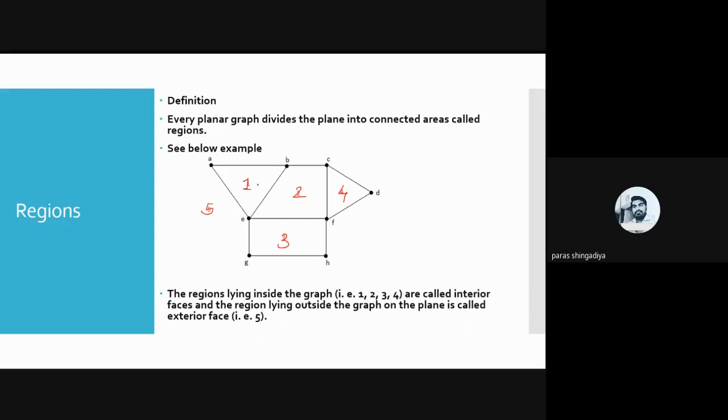So these are known as the interior faces. 1, 2, 3, 4 are interior faces, and the region lying outside the graph is known as the exterior face. So here the fifth one is the exterior face, and 1, 2, 3, 4 are interior faces.